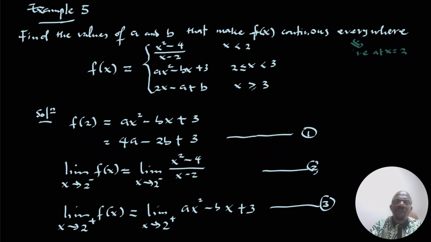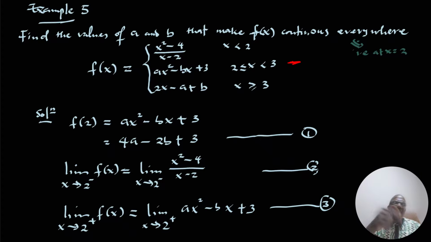Now look at the function we are given: x squared minus 4 over x minus 2, ax squared minus bx plus 3, and 2x minus a plus b. All right, so you can see the solution. f of 2 is straightforward. You use the second function here, and putting in 2 gives us 4a minus 2b plus 3. That gives us equation 1.